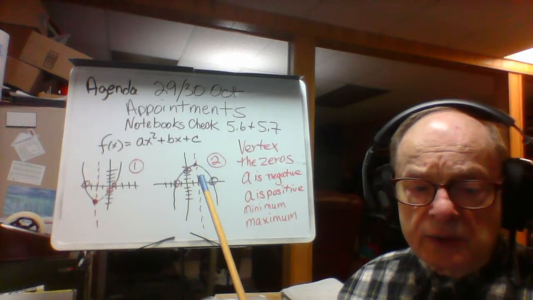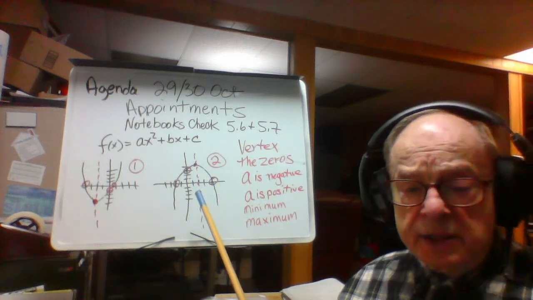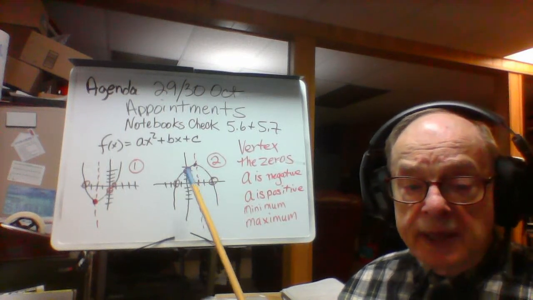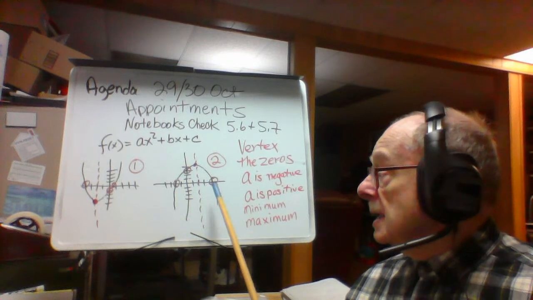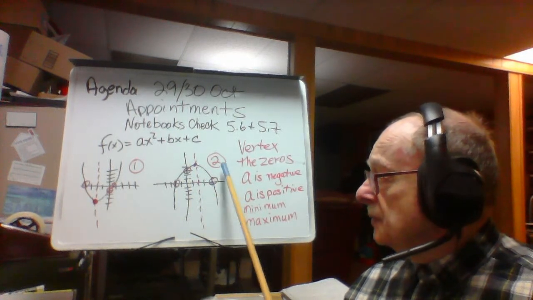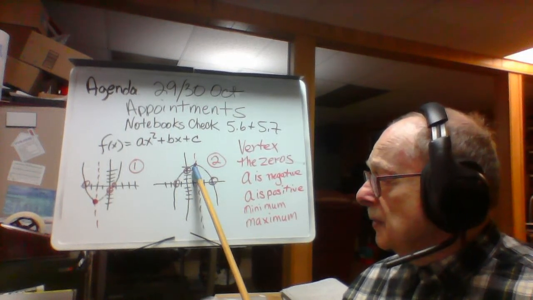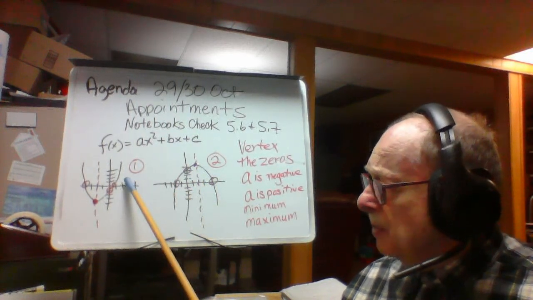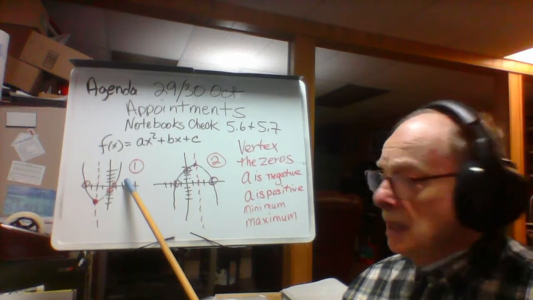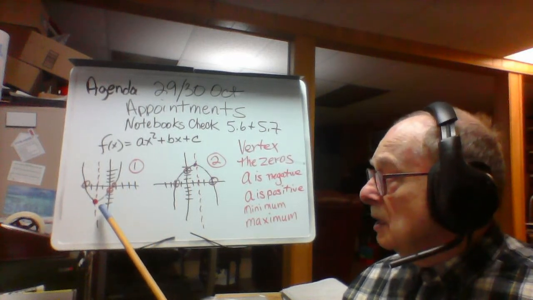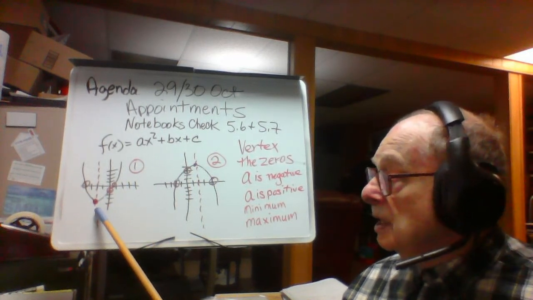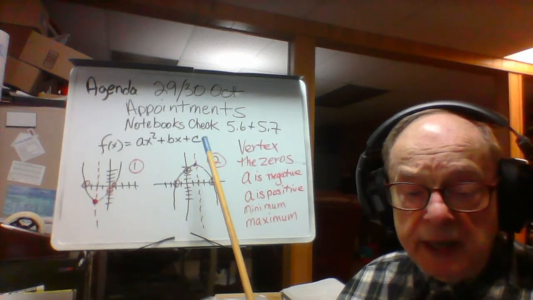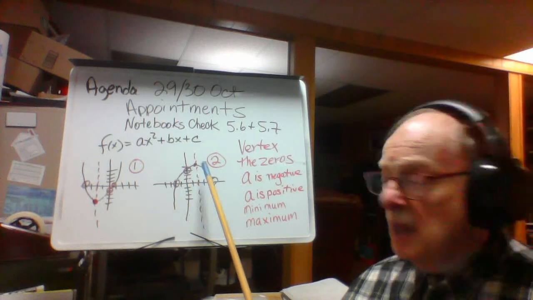Now also, we asked about the minimum and the maximum. Well, if A is negative, as we see in graph 2 here, the vertex will be the maximum. And if A is positive, as we see here, our vertex will be the minimum. Okay, so again, let's do this one too.